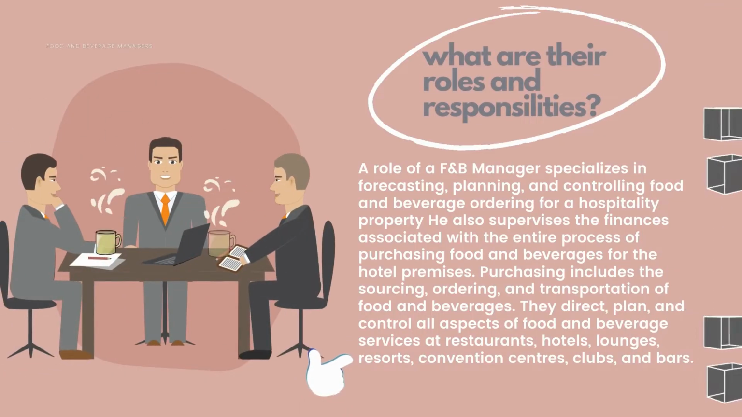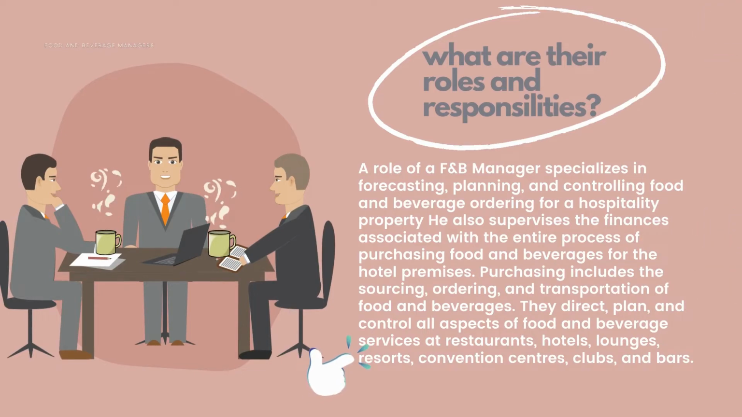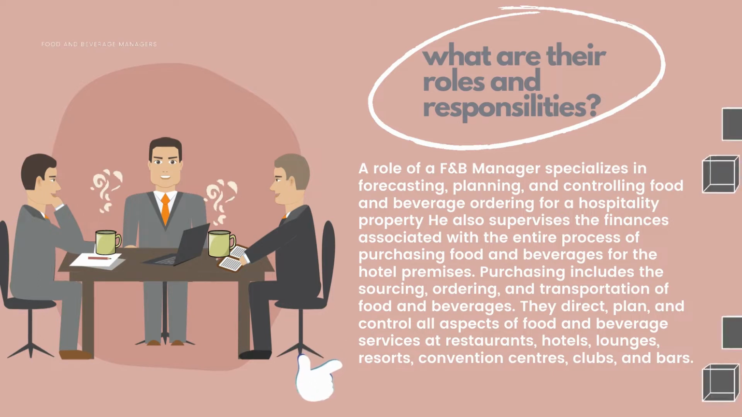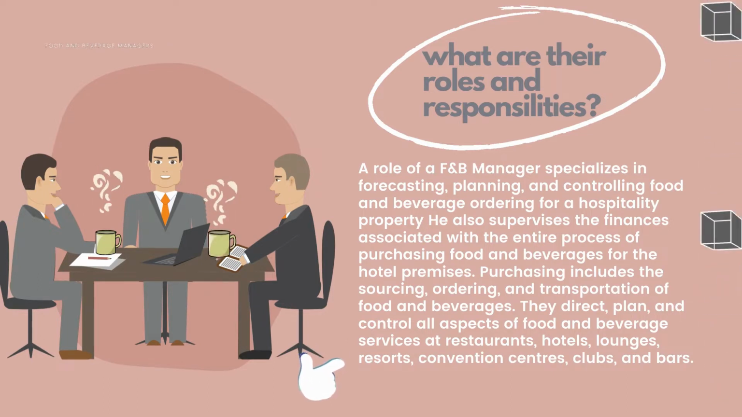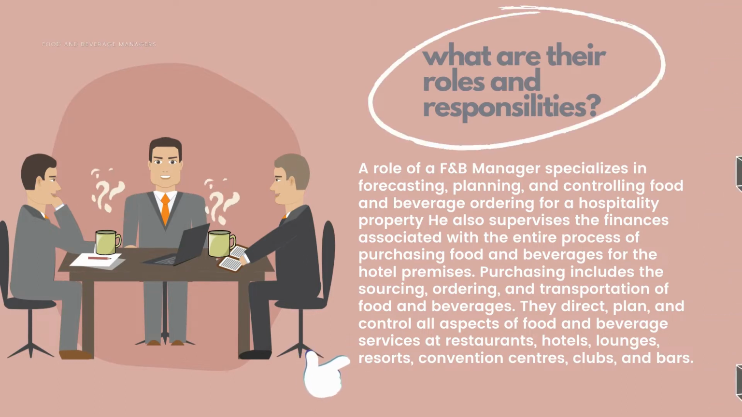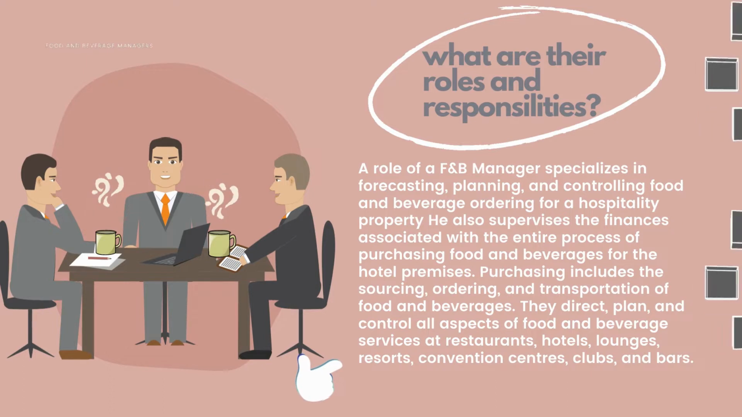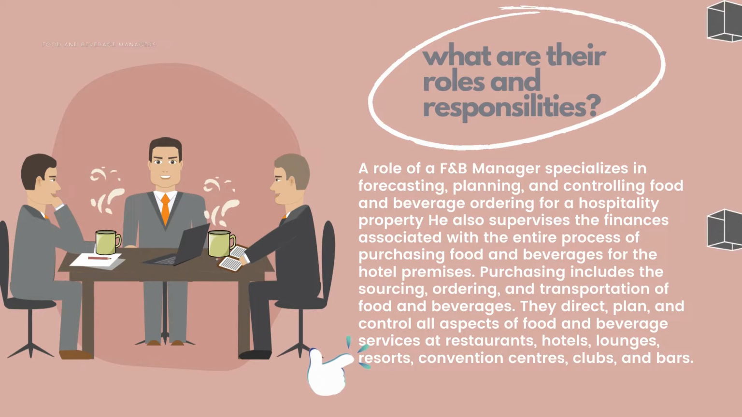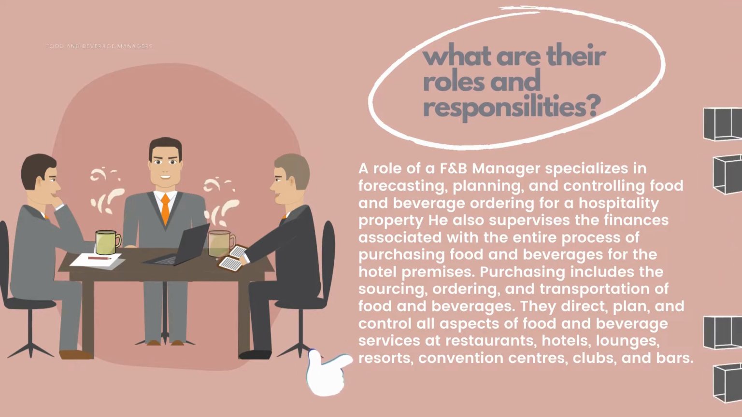Now, with all these being said, what are exactly their roles and responsibilities in the hospitality industry? A role of a F&B manager specializes in forecasting, planning, and controlling food and beverage ordering for a hospitality property. He also supervises the finances associated with the entire process of purchasing food and beverages for the hotel premises. Purchasing includes the sourcing, ordering, and transportation of food and beverages.